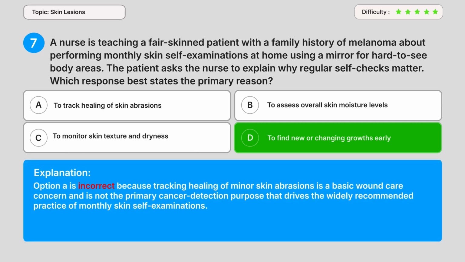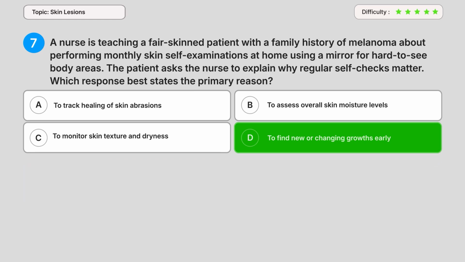Option A is incorrect because tracking healing of minor skin abrasions is a basic wound care concern and is not the primary cancer detection purpose that drives the widely recommended practice of monthly skin self-examinations.